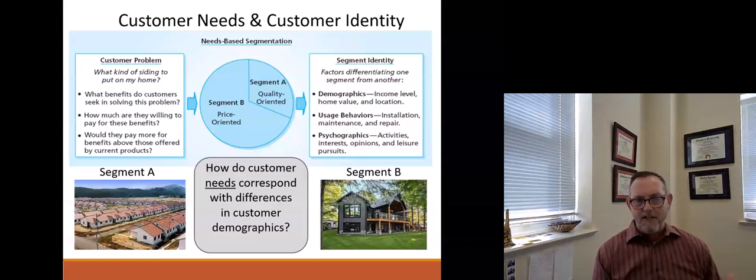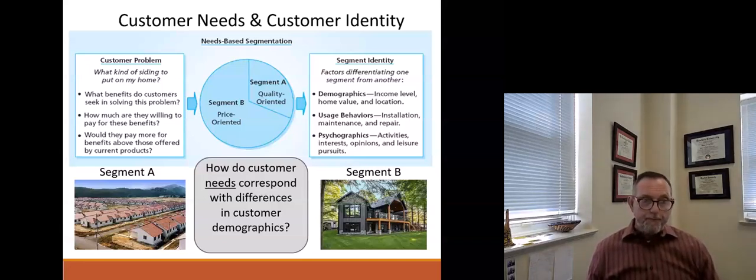You can kind of think that, well, if I'm going to do a marketing plan, if I'm going to bring my product to market, my strategies for segment B, the price-oriented folks, are going to be completely different than the strategies I'll use for the quality-oriented folks. And understanding that nuance helps you position your product, bring your product to the market appropriately to match the needs of each one of these 2 markets.